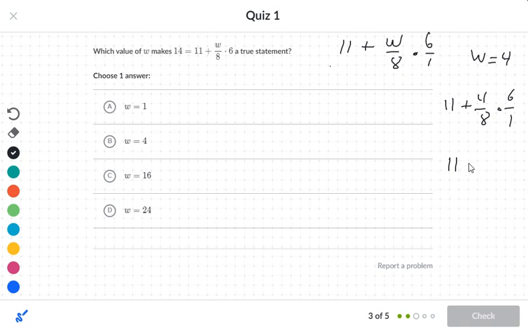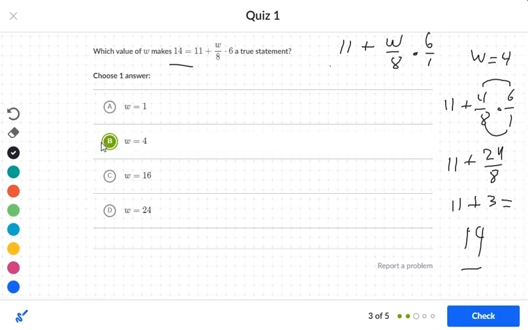So right here I'm going to do my multiplication first. So I'm going to multiply here, multiply there. So I get 24 over 8. Well, order of operations still, I've got to continue with this division first before you add. So 24 divided by 8 is 3. And then if you add these up, 11 plus 3 is 14. And that's what you want it to be. They got a 14 there and you got a 14 there. So B is my answer.